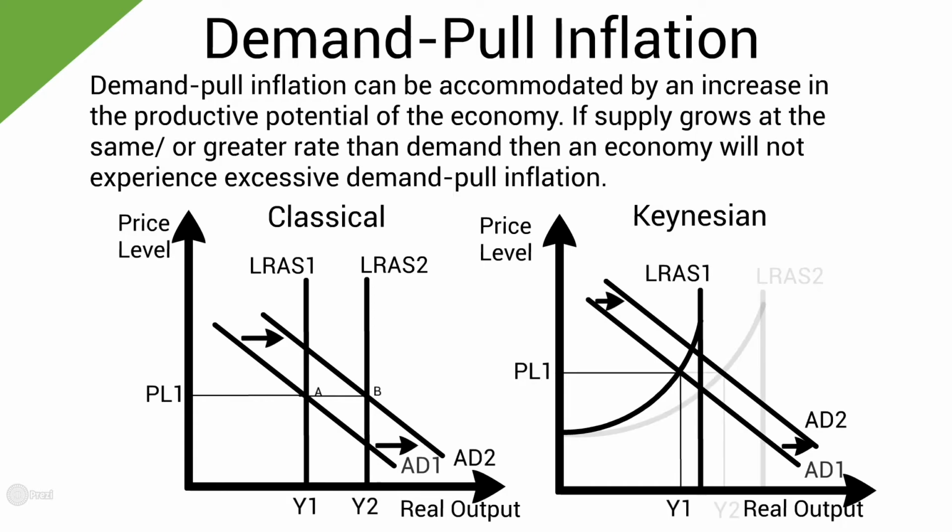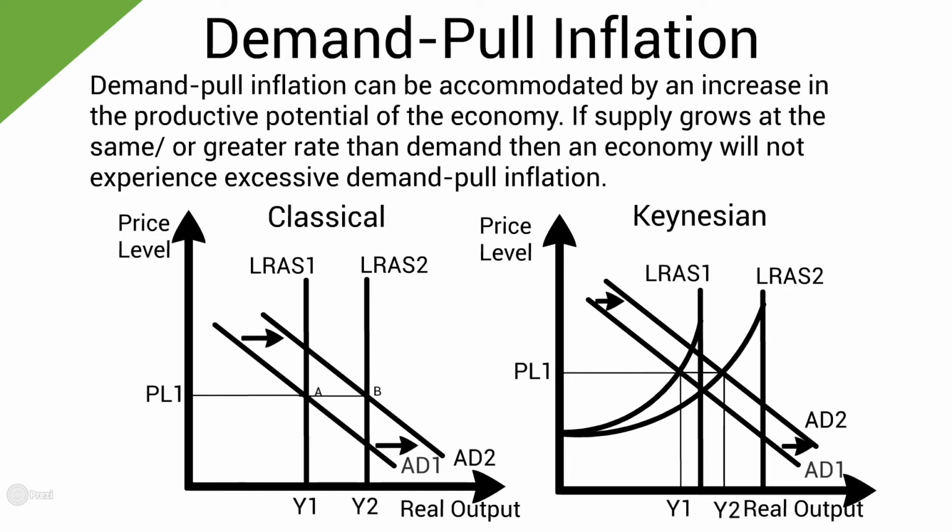This causes the LRAS curve to shift outwards, which is LRAS 1 to LRAS 2. With the new level of demand and the new level of aggregate supply, our economy will be at an equilibrium with the price level the same as it was before, PL1, and a greater level of real output, which is Y2 rather than Y1. Another way to control demand pull inflation is to control what aggregate demand is.